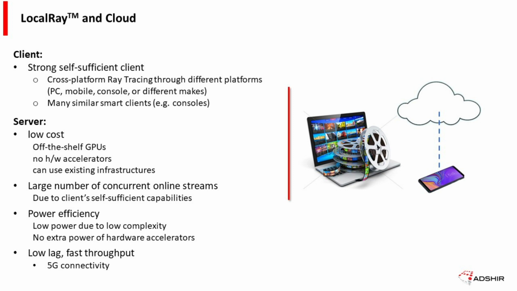First of all, cross-platform ray tracing. You can have PC, mobile, console, and so on, as we said before, and you can have many similar smart clients. For consoles, this is very important because a console vendor has millions of the same clients. And if the client is intelligent, you have much less data to move to the client, so of course you save a lot. And from the server point of view, there's low cost because they are off-the-shelf GPUs. You don't have special-purpose hardware GPUs.